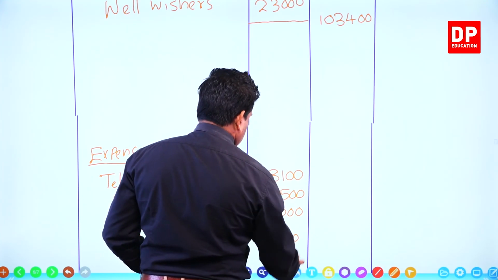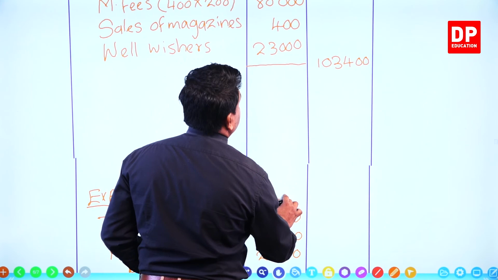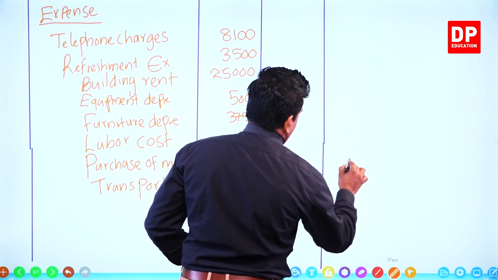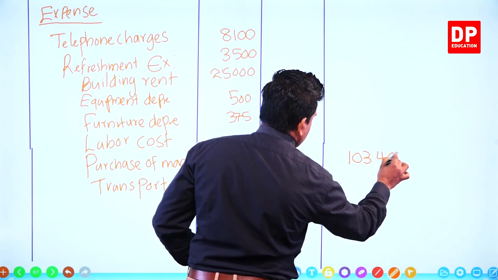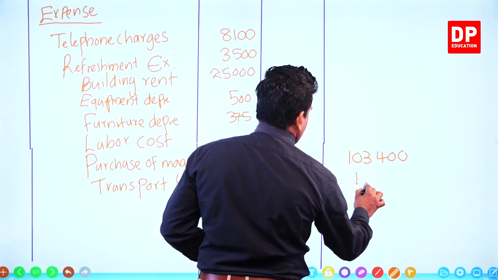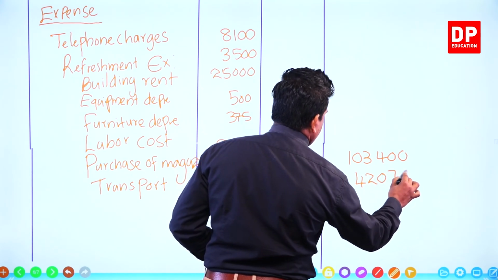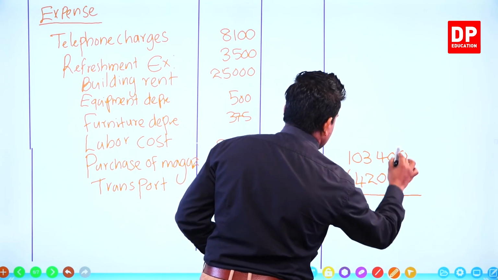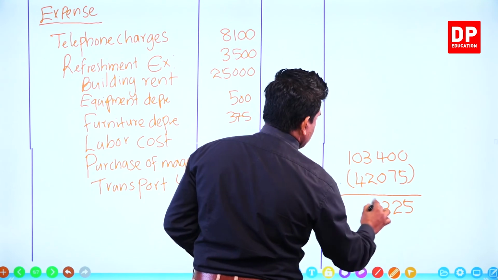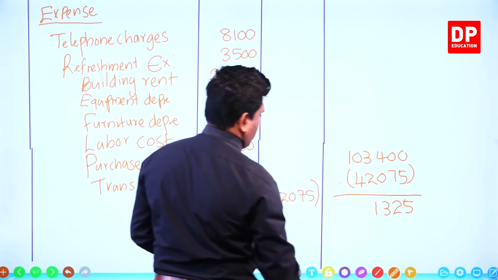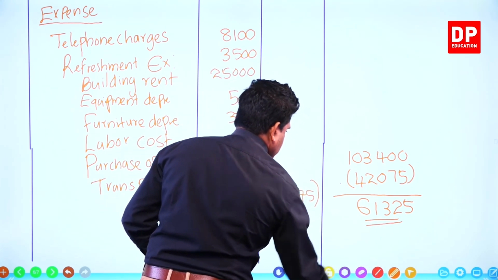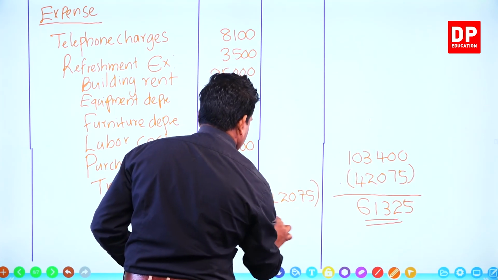Now you can do this calculation in a paper, separate paper, or in front of the same question. How? You get the total now. 103,400. Expenses 42,075. Then you find the difference, right? 61,325.